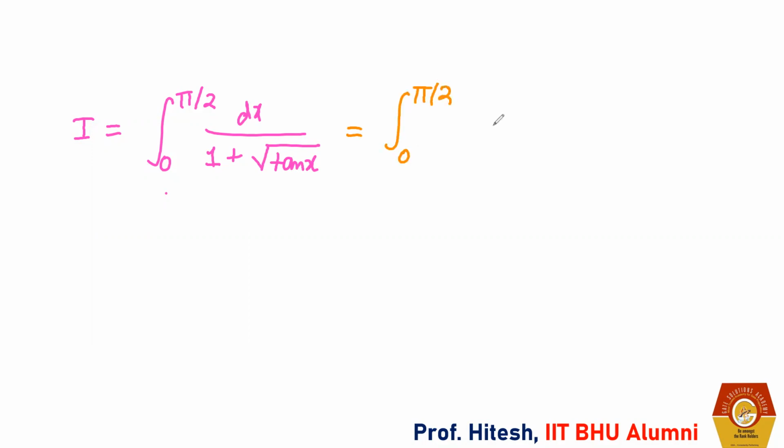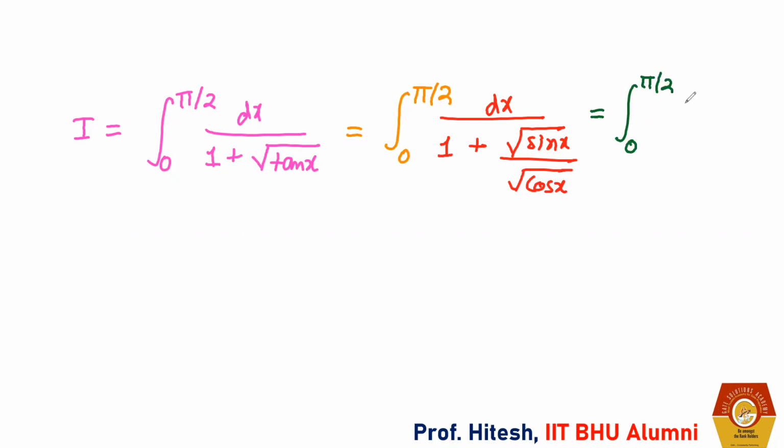It is my advice that if you are watching the recorded lecture, pause it, first try to solve it on your own and then see the solution. That is the better option. dx upon, and the hint is put tan x equal to sin x upon cos x. Okay, so now you can say it is equal to the integral from 0 to pi upon 2 of under root cos x divided by under root sin x plus under root cos x dx.